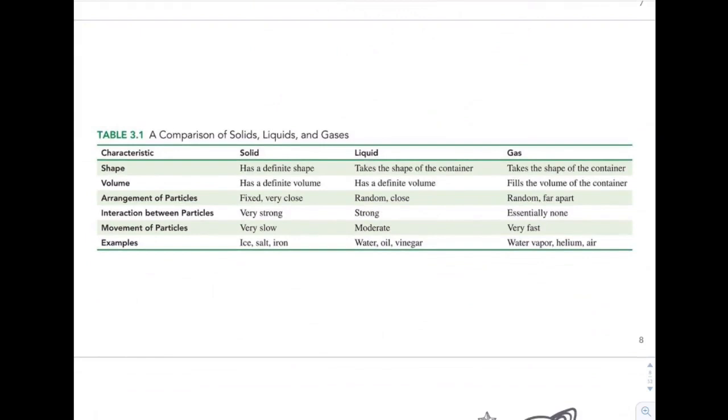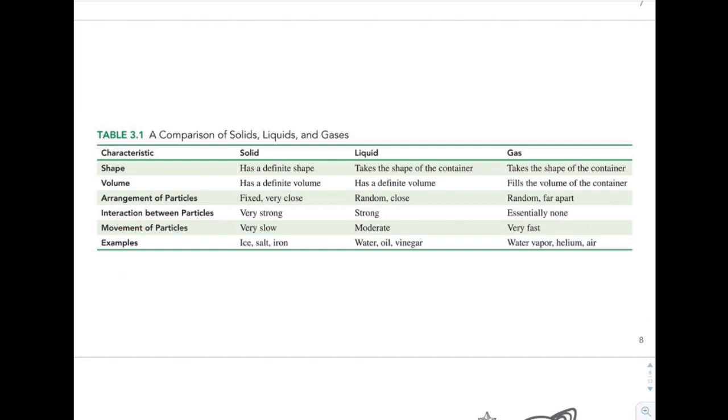Alright, so quick recap. In your textbook, you've got a table 3.1, which tells you mainly about a few things I want you to focus on. The shape and the volume is fine. I mean, that's a multiple choice type question, like what of the following has a definite shape, definite volume. You know, solids have definite shape and volume. Liquids take the shape of their container but have a definite volume, and then gases are free in both realms.